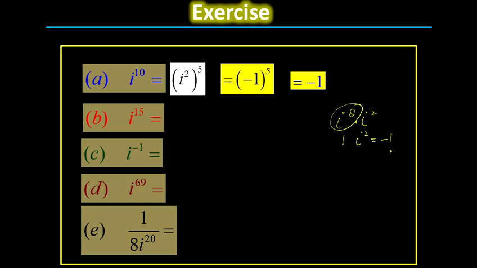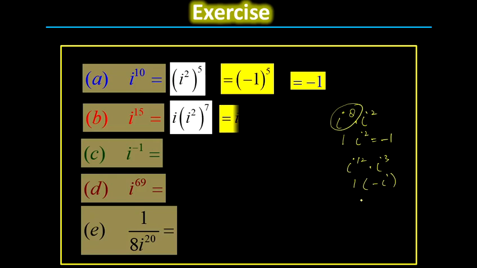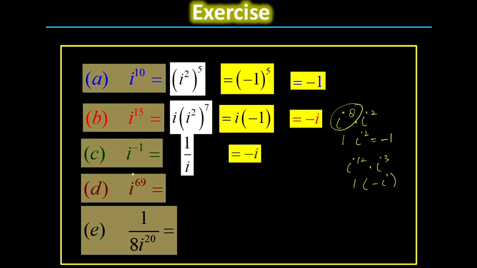i power 15. I can rewrite i power 15 as i^12 into i cubed. What is i^12? A multiple of 4, that is 1. i cubed, we have just learned, is equal to -i. Check this please. If it is 1 over i, then it is negative iota. I will discuss later on why it is negative iota.